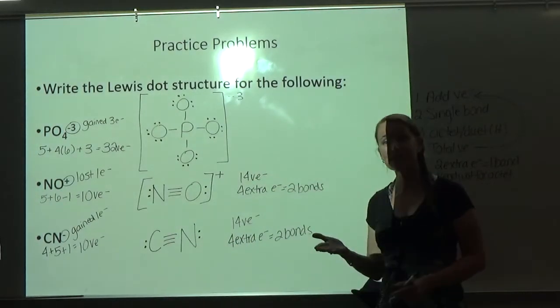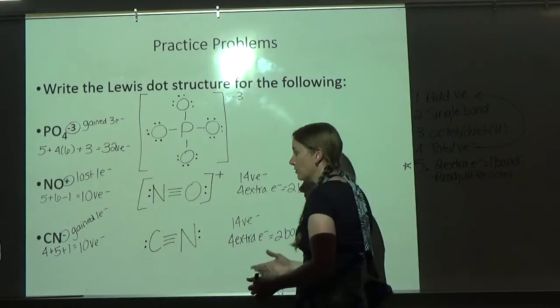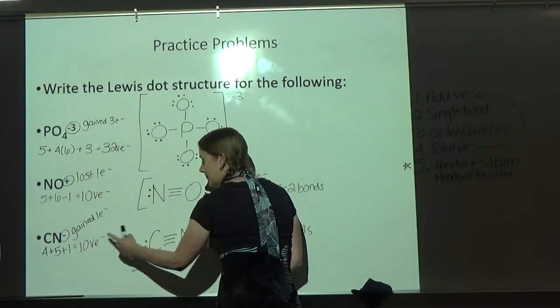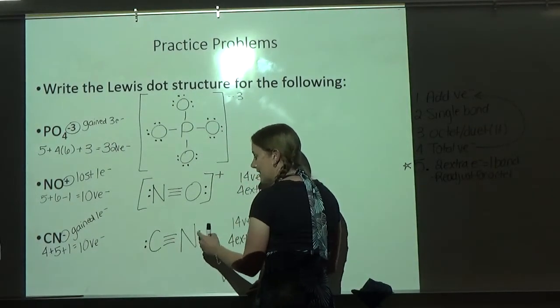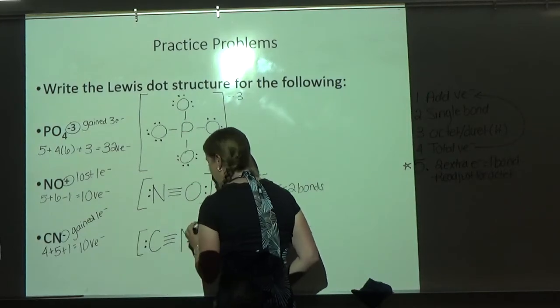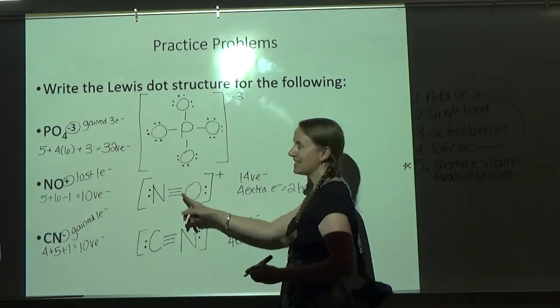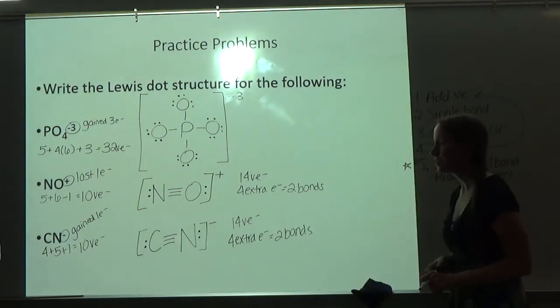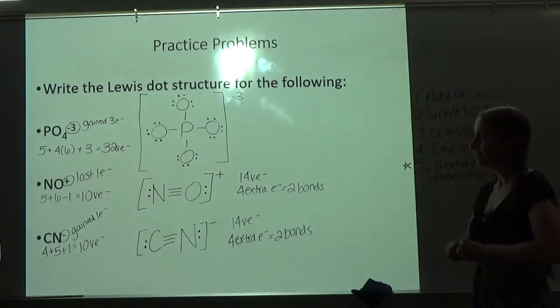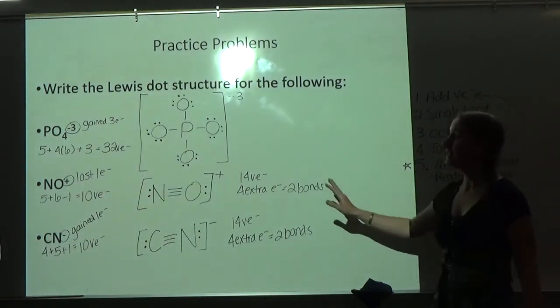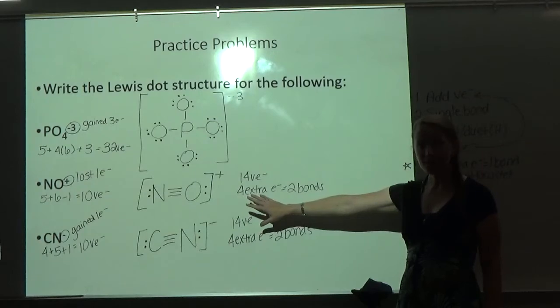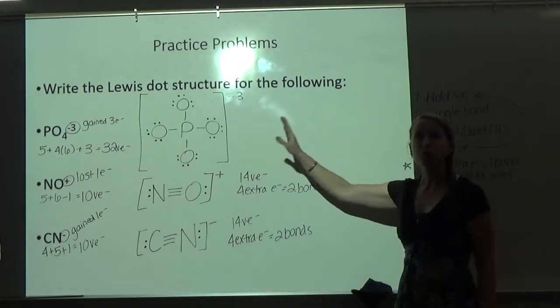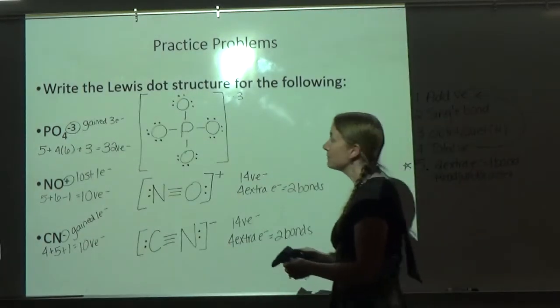The last step is I go back and recheck my total. I'm allowed to have 10: 2, 4, 6, 8, 10. And so then I bracket it and put the charge. So see, that's what I meant by it was going to be similar to the previous one. And again, polyatomic ions can have multiple bonds, or they don't have to. You just have to follow the steps to determine that.